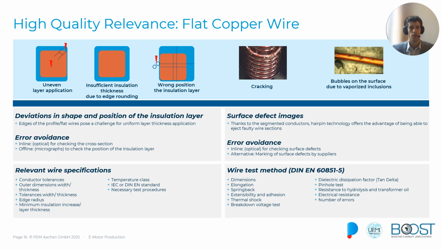We can avoid these errors in the production line with optical checks of the cross section and checking of surface defects. Alternatively, we can try to source these checks out to the supplier and ask him to mark the defects on the wire.